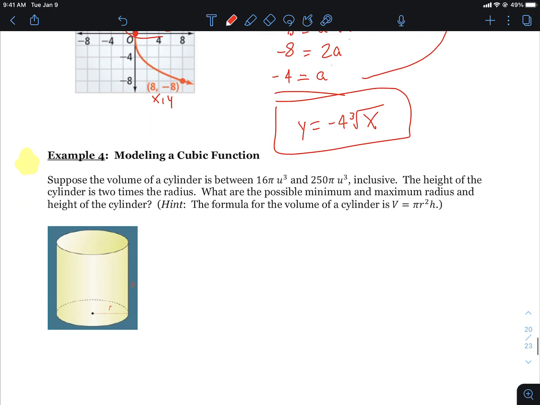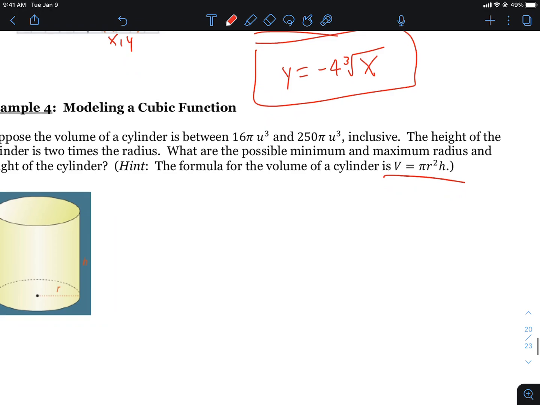Alrighty, last one here is, I guess you have the volume of the cylinders between 16 pi and 250 pi, and the height of the cylinder is 2 times the radius. What are the possible minimum and maximum radius and height of the cylinder? And then here is, I guess, your formula right there.